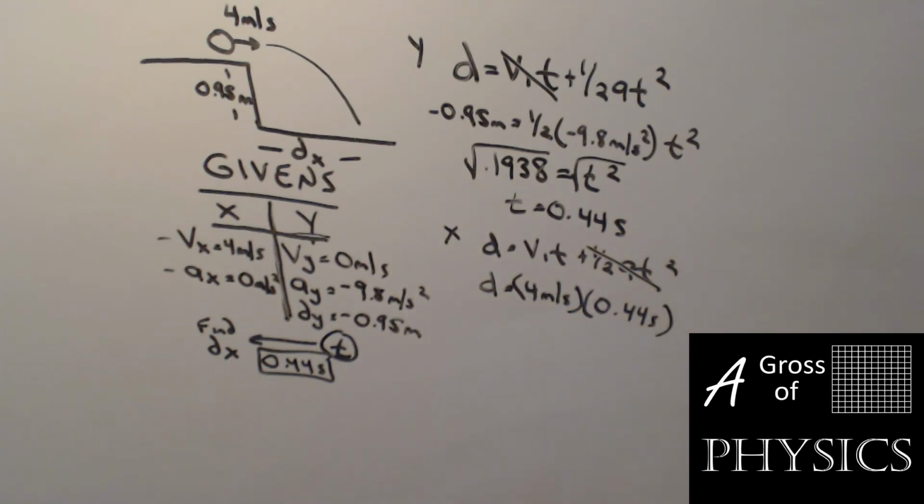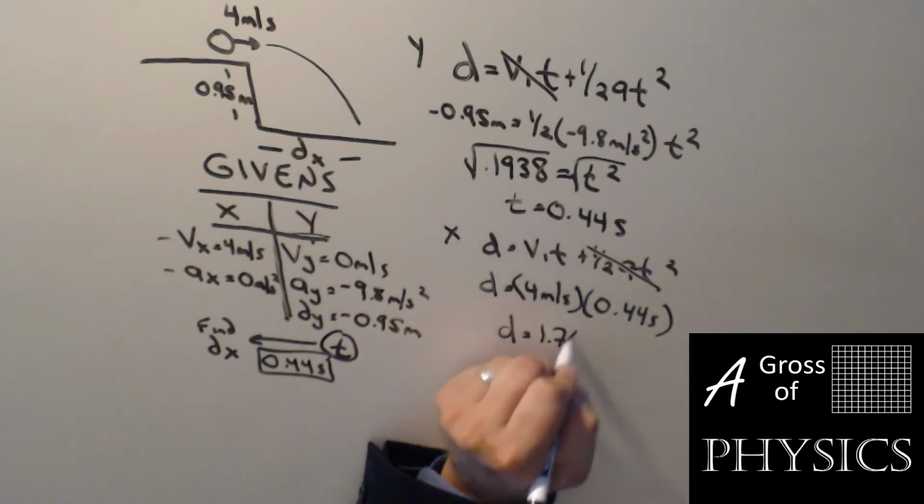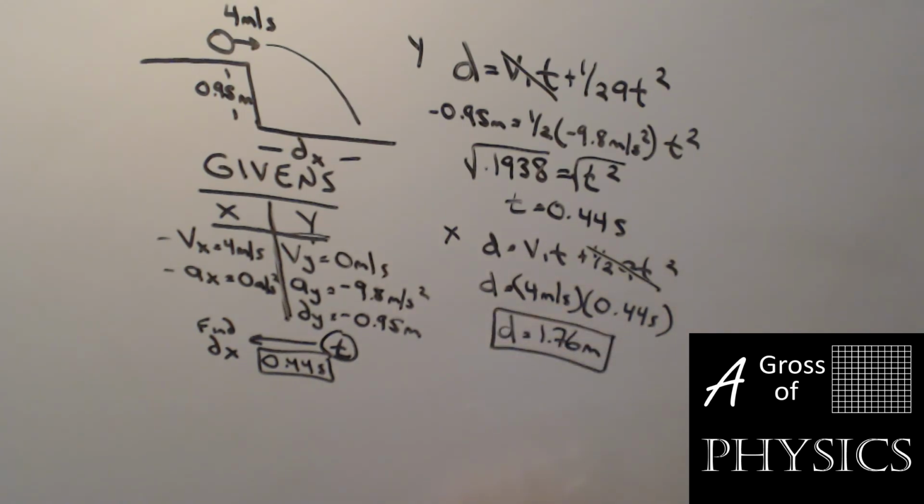Now, of course, I rounded the 0.44, but since it's already in my calculator, I'm just going to type 4 times second answer, and I'm going to get my distance to be 1.76 meters. And that's all you need to do to solve a horizontal projectile motion problem.